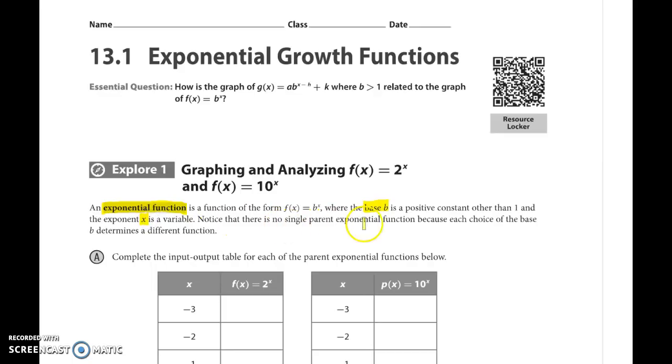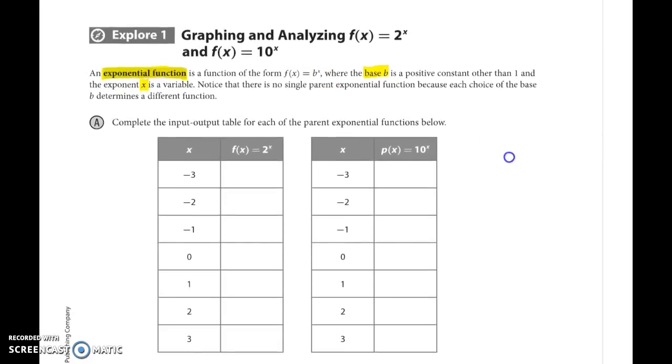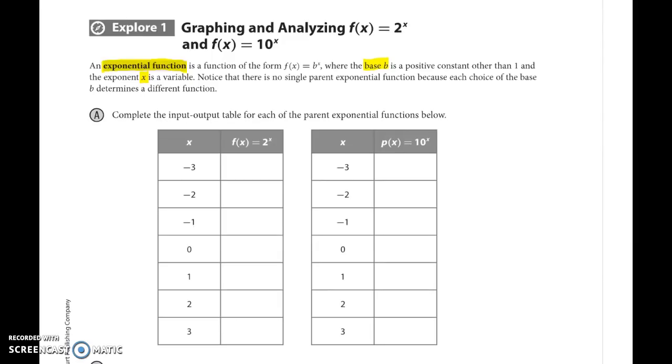Notice that there is no single parent exponential function because each choice of the base, b, determines a different function. So if b was 2, it would be 2 to the x. If b was 3, it'd be 3 to the x. If it was 4, it'd be 4 to the x. So that's why there's no parent function. But we're going to look at two different exponential growth functions and see what these look like.